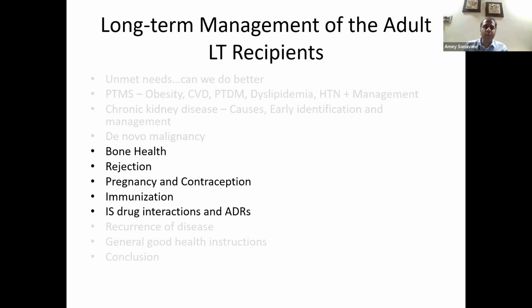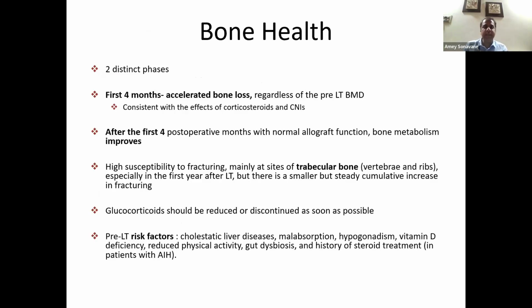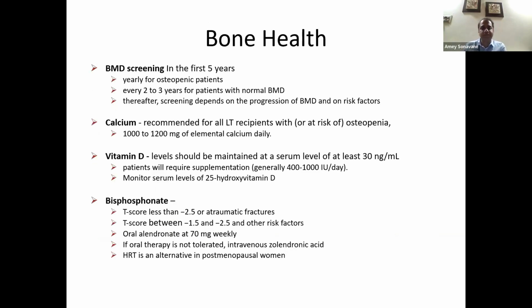A few important points about bone health, rejection, and pregnancy. Bone health, as we all know: in the first 4 months post-transplant, there is accelerated bone loss because of these immunosuppressive drugs. Eventually, the bone health improves after the first 4 months of transplant. So these patients have a high susceptibility to fractures of the trabecular bone. If you feel that these patients are having poor bone health, try and get the glucocorticoids discontinued as early as possible.